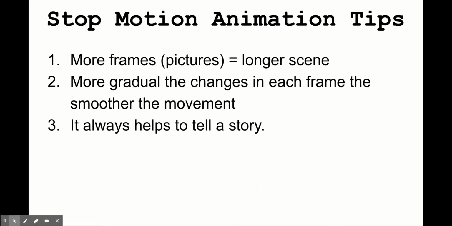So there are lots of different ways to approach stop motion animation, but no matter how you do it, there are some tips that can help you to have a more successful film. For example, the more frames or pictures you take, the longer your scene will be. The more gradual the changes in each frame, the smoother the movement will look. And it's always helpful to tell a story.